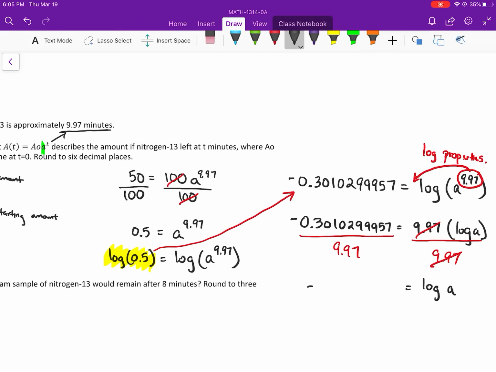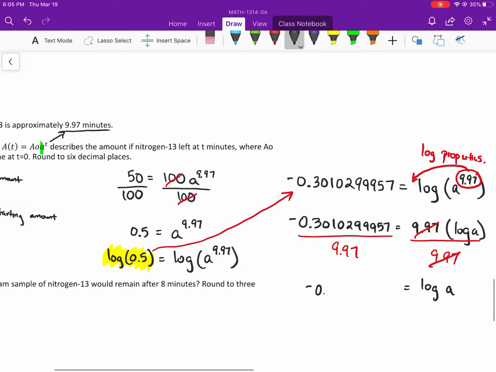Negative, maybe a little bit, 0.031935803. Now when we get into 7.3 and 7.4, you're going to learn about common log and natural log. So this is common log.